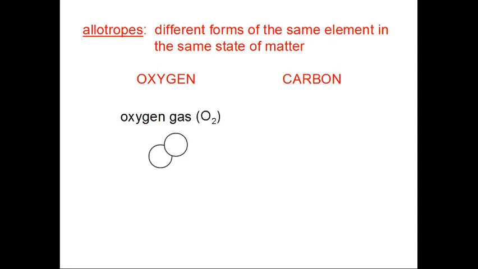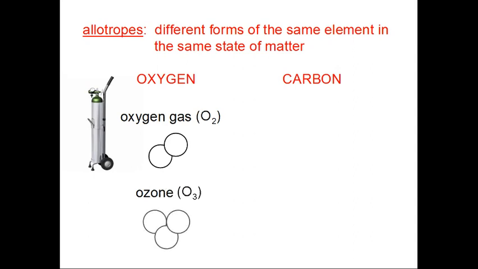That's what we breathe. But if a lightning bolt hits a molecule of oxygen gas, you actually can end up with O3, ozone. And ozone you don't want to breathe, but it does a pretty good job for us filtering out UV rays. That's where we get the ozone layer.